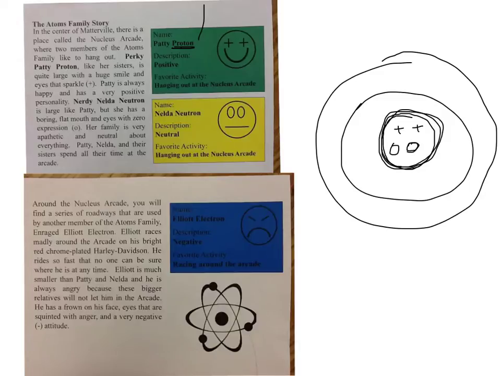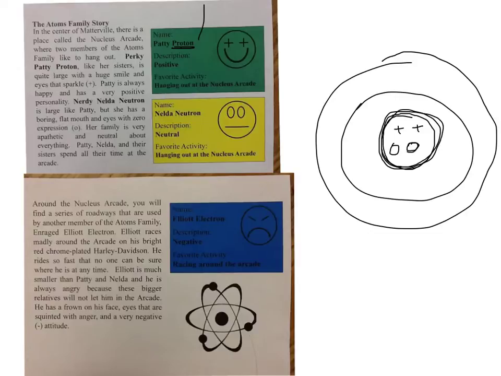Enraged, which means really mad, Elliot Electron is who's going to hang out there. Elliot races madly around the arcade on his bright red chrome-plated Harley-Davidson. He rides so fast that no one can be sure where he is at any time.